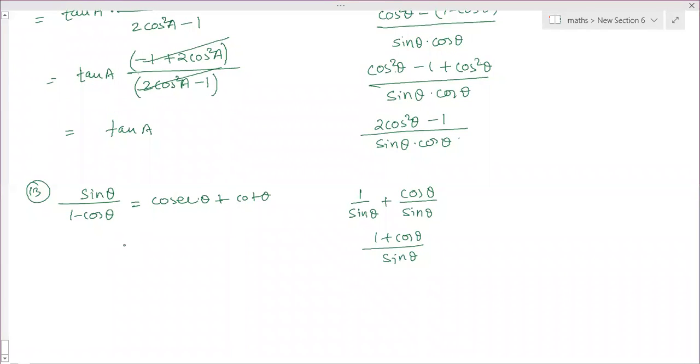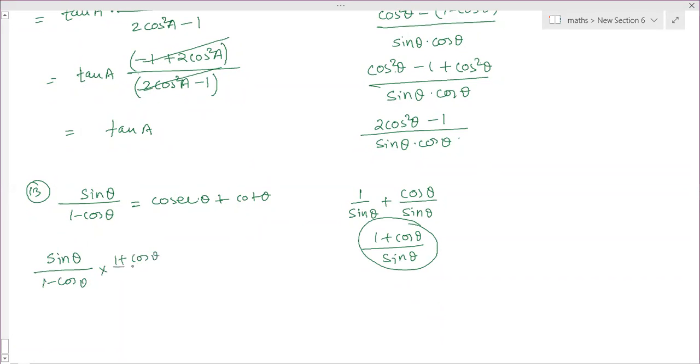Ma'am, Nishant has a doubt. One second. Yes, Nishant. I was disconnected. In front of you, this part I have simplified. I got 1 plus cos theta by sin theta. Now I need this part from this part. How to do? Can we rationalize it? Yes, that is what we have to do.